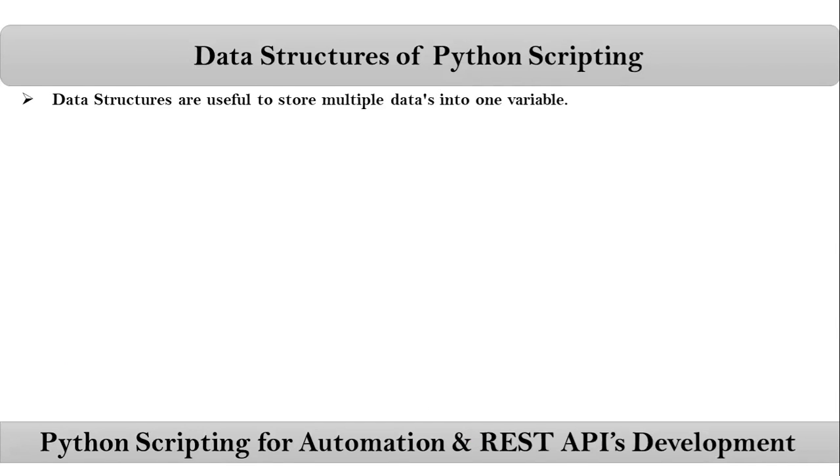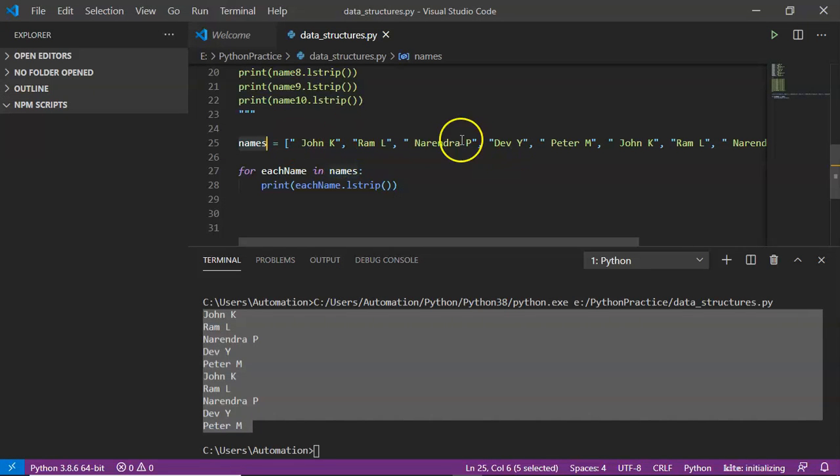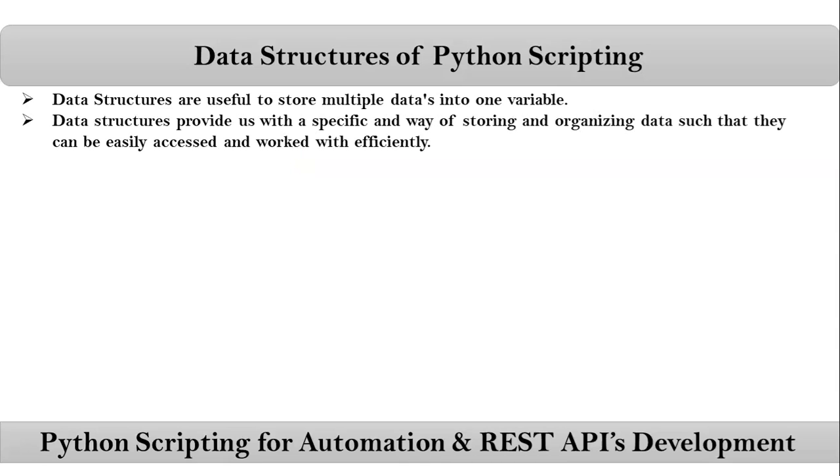And here, while storing multiple data into one variable, you need not take all data as one data type. For time being, I have taken all as string. But you can take different data types. You can store different data types into one variable. But while storing, here we have taken square brackets. This is one of the data structures. So we have multiple data structures. So finally, data structures provide us a specific way of storing and organizing data such that it can be easily accessed and worked with efficiently.